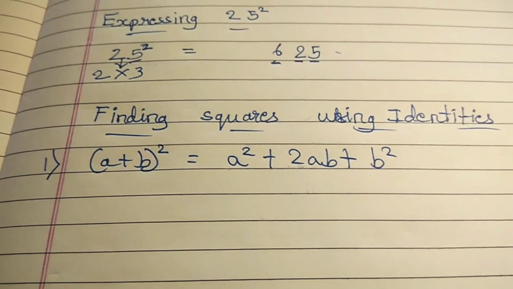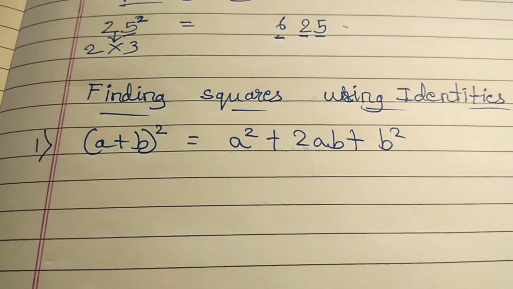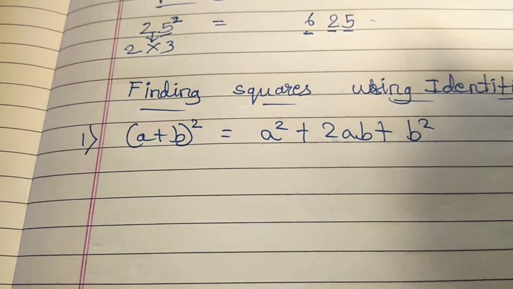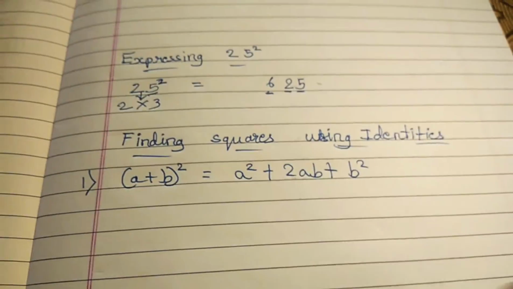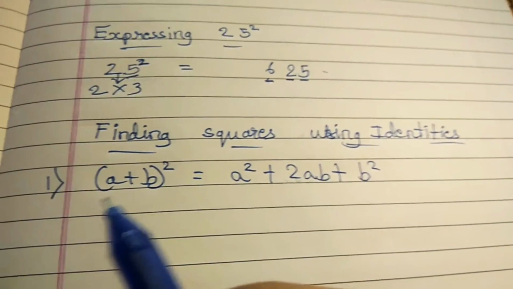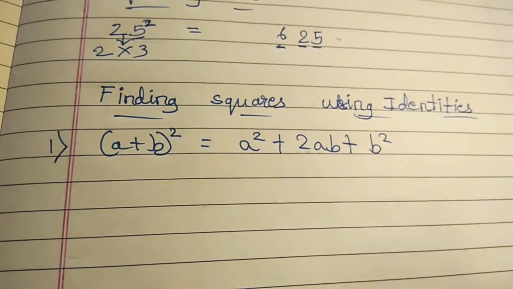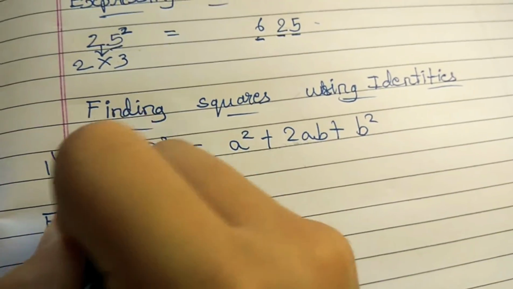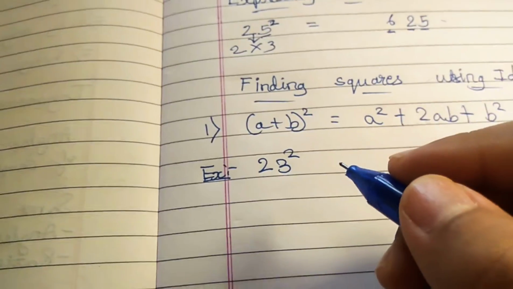So you can also find squares using identities. You all know algebraic identities. Here only one identity is required to find squares. The identity is a plus b whole square is equal to a square plus 2ab plus b square, right? For example, if I take 23 square, how to find it using this identity? I will show you.